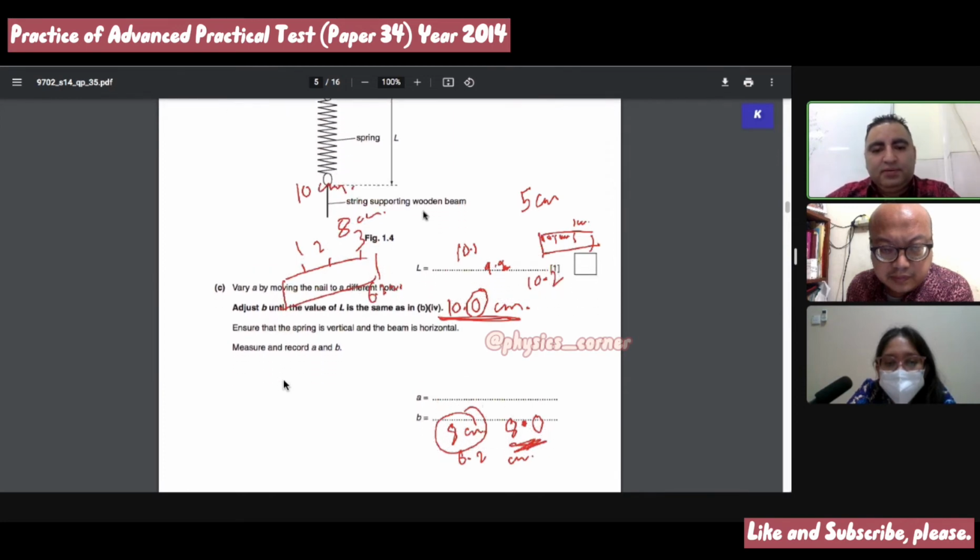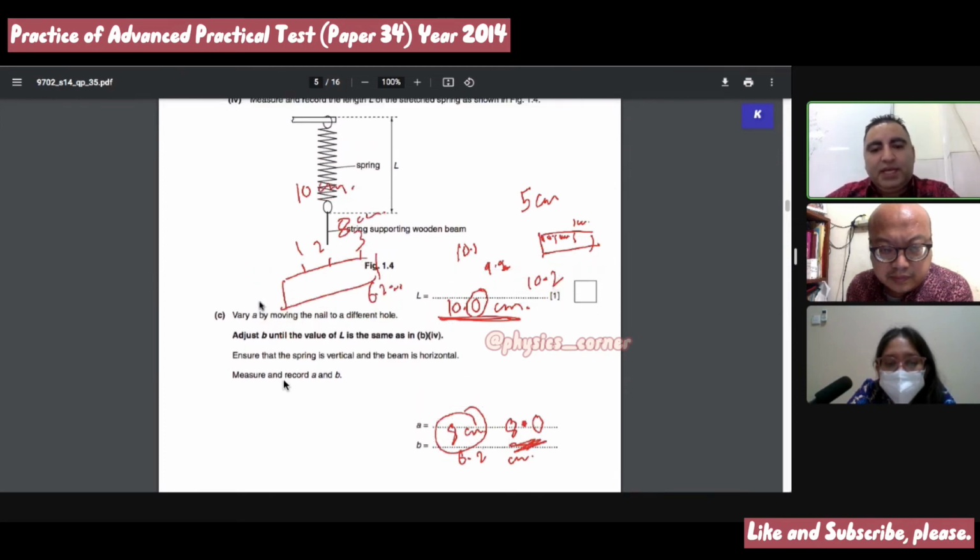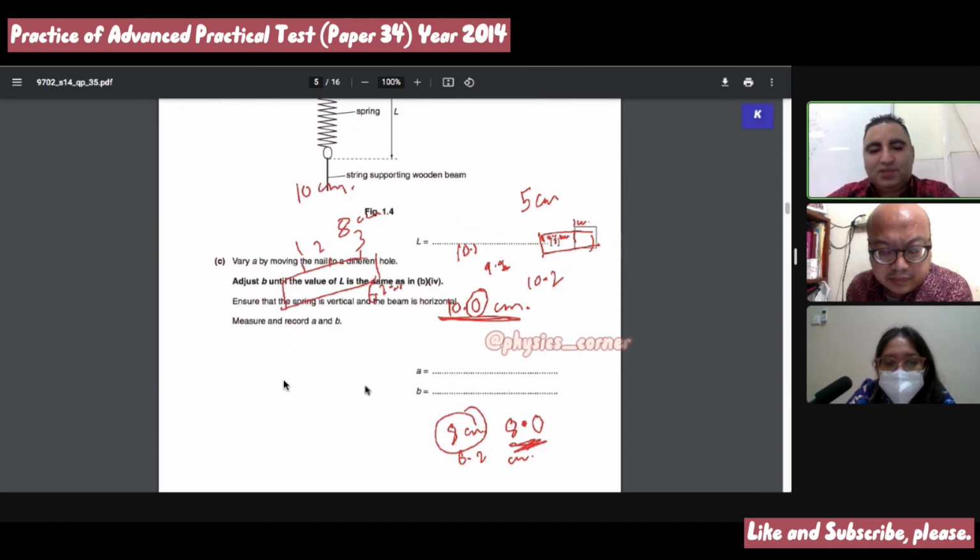And then, vary A by moving the nail to different holes. Adjust B until the value of L is the same as before. That's what the students are doing. And then measure and record A and B. Again here, significant figure, same. The millimeter must be seen there.